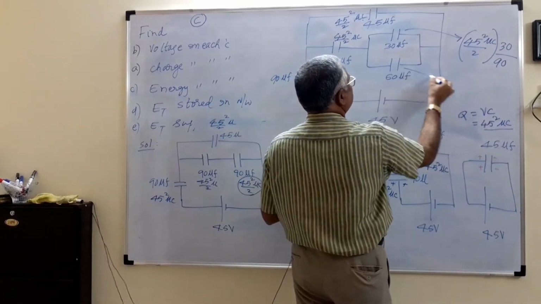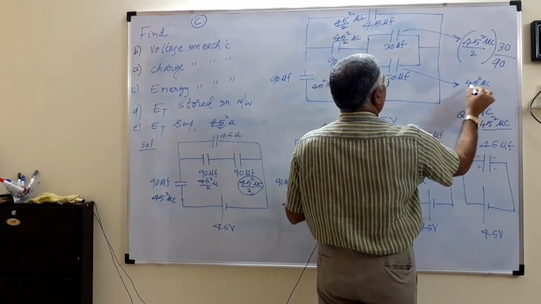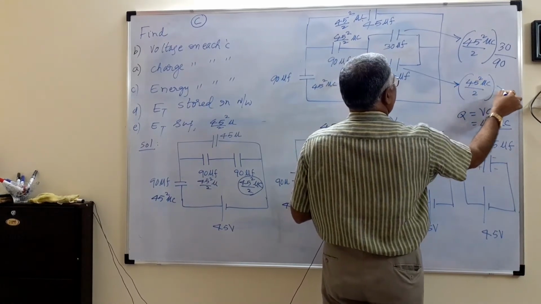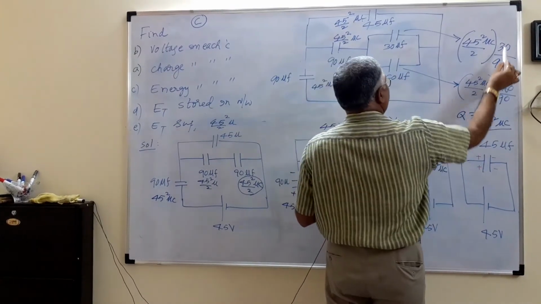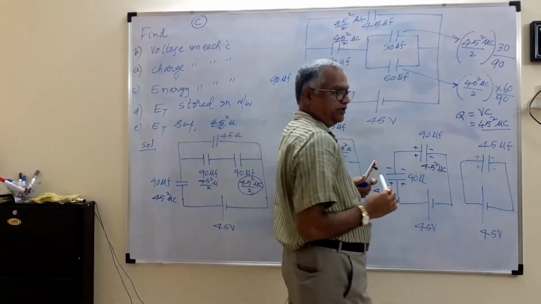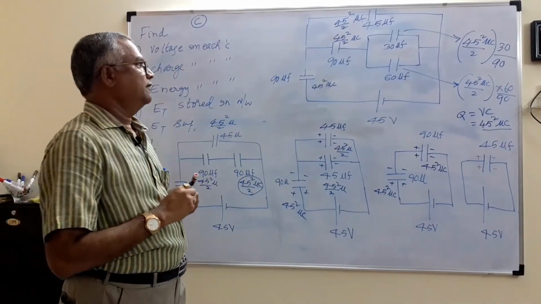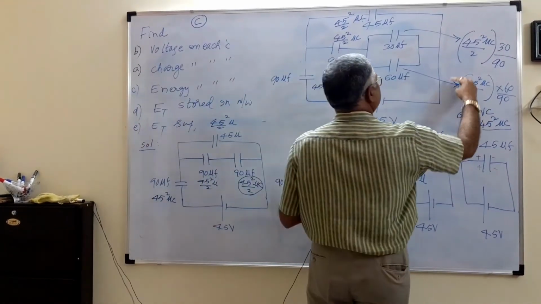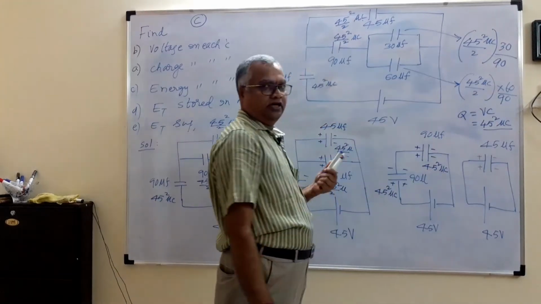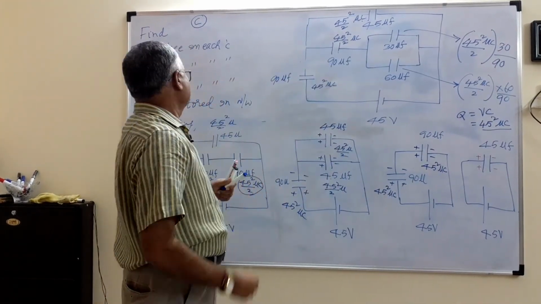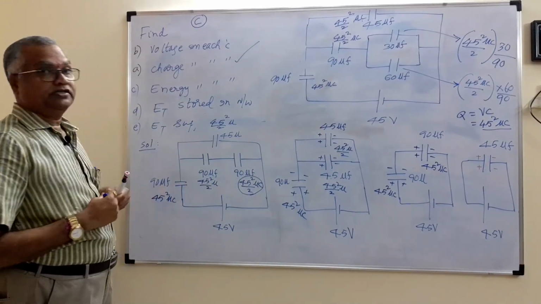How to get charge in this capacitor? 45 square microcoulombs by 2 is the total, into 60 by 90. Here 30 by 90, here 60 by 90. So I used charge division formulas. You can also get this the other way. Total charge minus this is what? This. As per the charge law. So like this we can analyze charge in each capacitor.